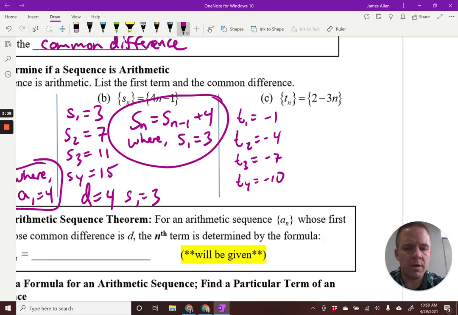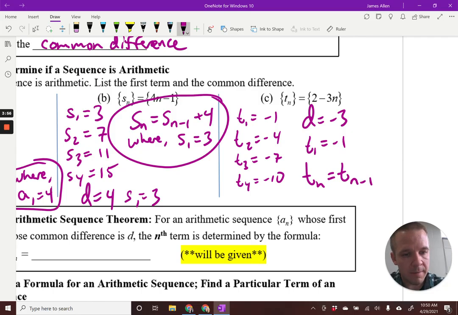So you got my terms listed out here. -1, -4, -7. It's going down by 3 each time. So your common difference is -3. T sub 1 we see is -1. So I'd have T sub n is equal to the previous term, T sub n minus 1, plus my common difference, which would be -3, where T sub 1 is equal to -1.